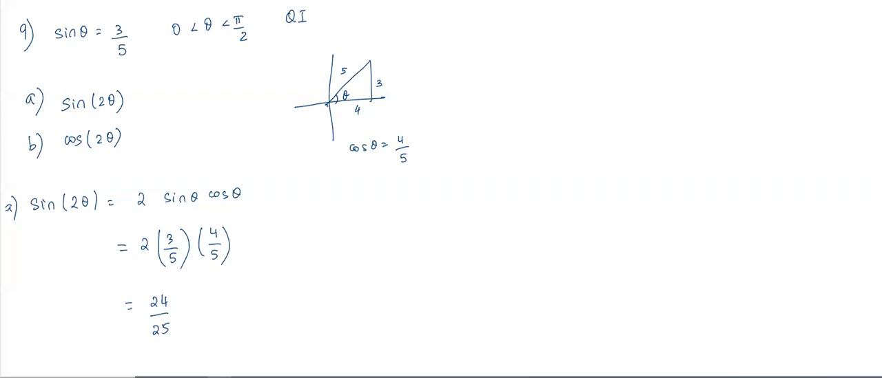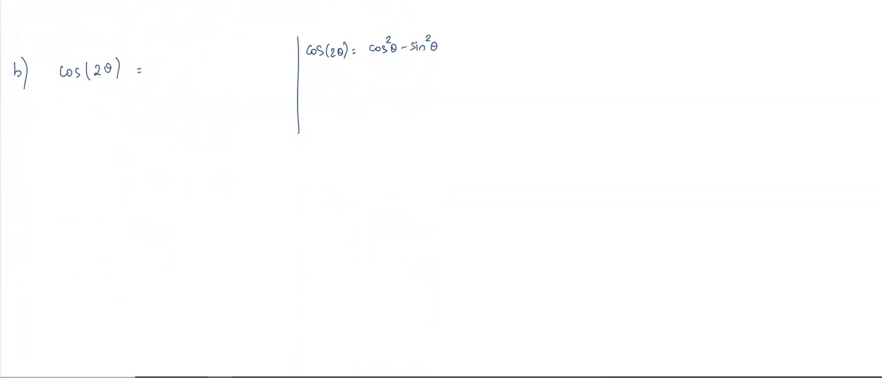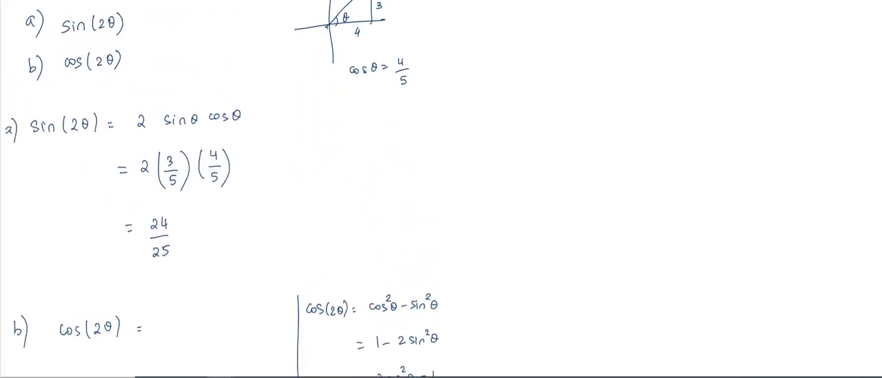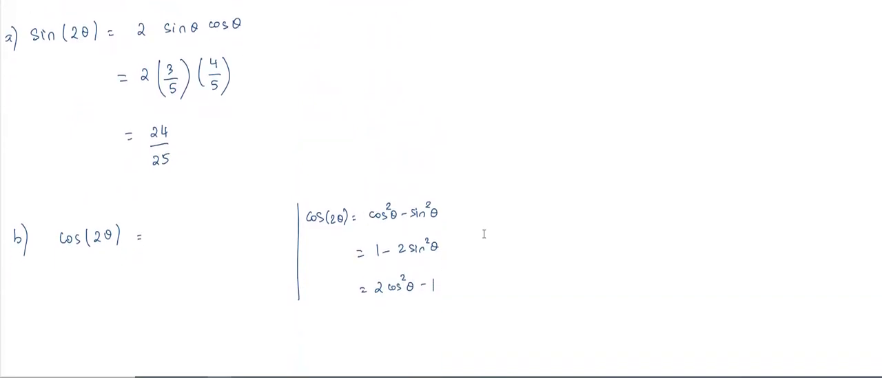Now, for cosine double angle, there are 3 formulas that I could use. What are the 3 formulas? Cosine double angle is either cosine squared minus sine squared, or it is 1 minus 2 sine squared, or it is 2 cosine squared minus 1. So any of these 3 can be used. In this case, it really doesn't matter which one I choose to use. So I'll just go ahead and use the first one, cosine squared minus sine squared.